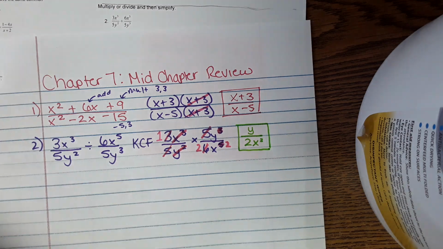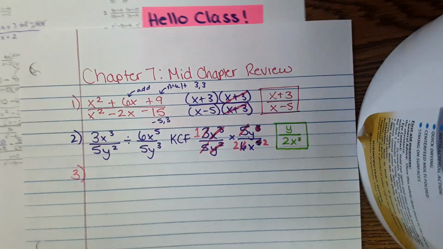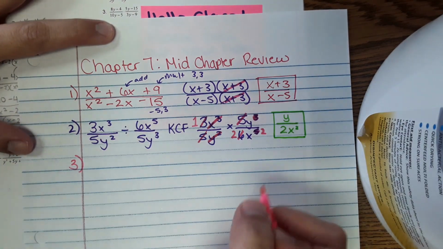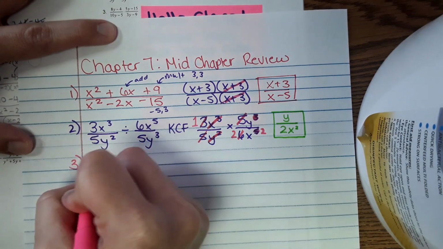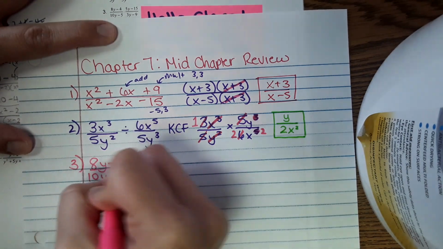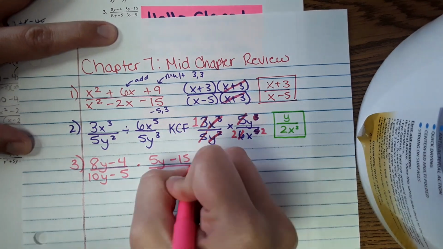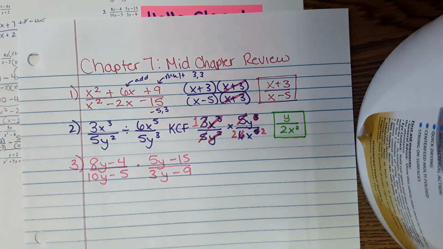Okay, number 3. Again, if I'm going too slow, you're welcome to do your own thing and just work ahead. So 3, I'm just writing the problem down from the paper. Okay, that is the original.